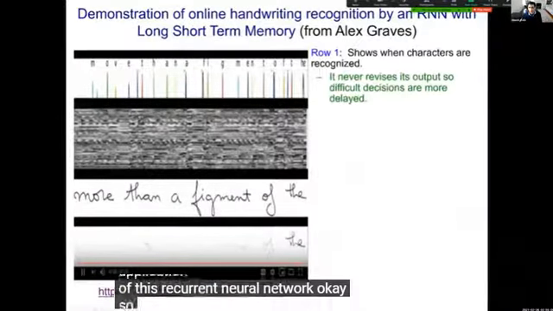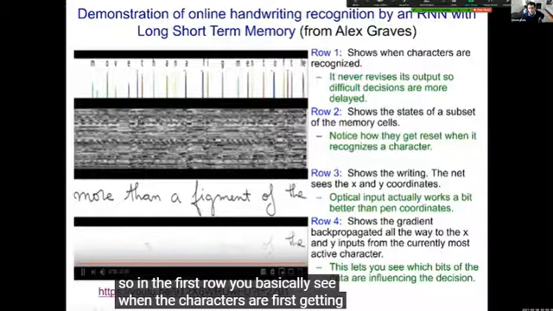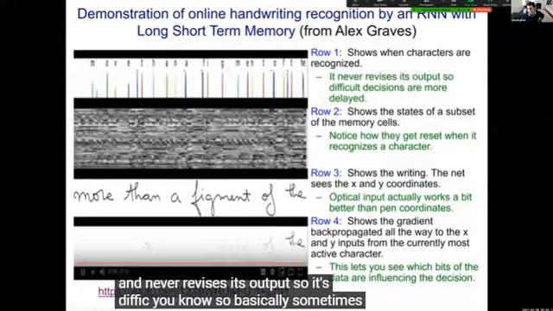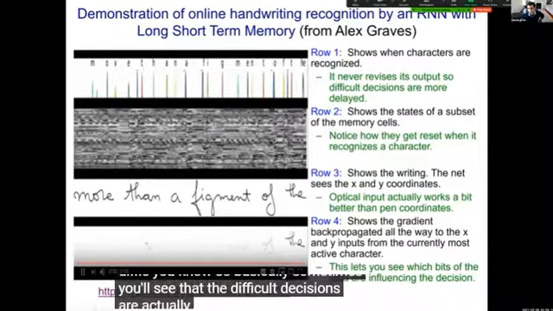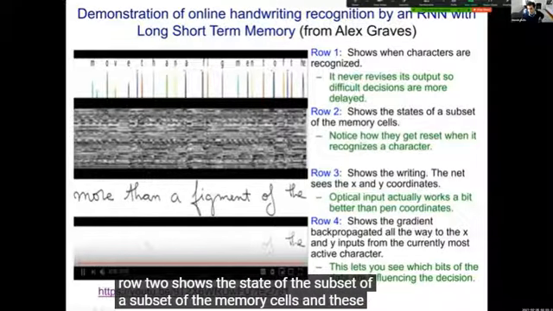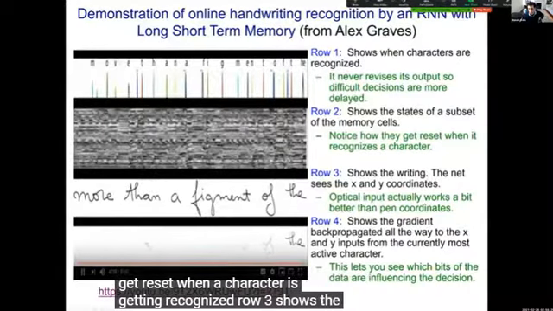Okay, so in the first row, you basically see when the characters are first getting recognized, and it never revises its output. So sometimes you'll see that the difficult decisions are actually delayed. Row 2 shows the state of a subset of the memory cells, and these get reset when a character is getting recognized. Row 3 shows the writing.